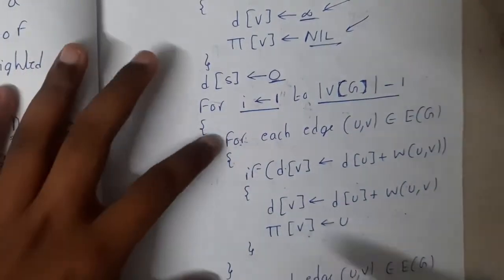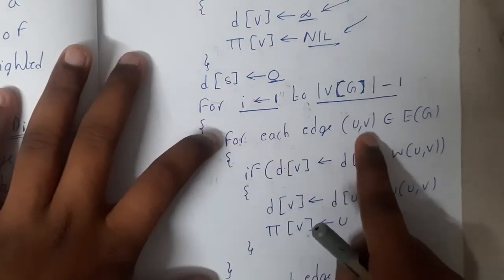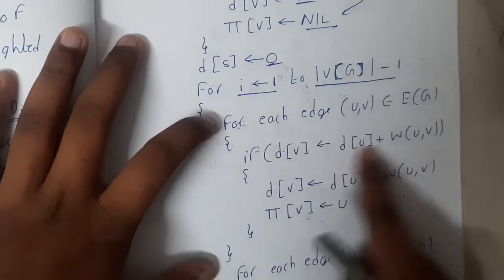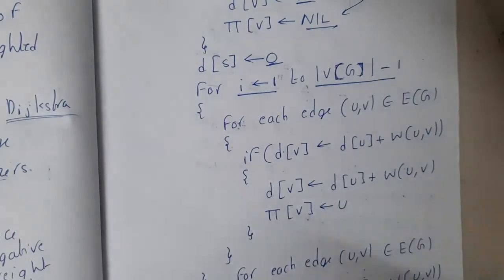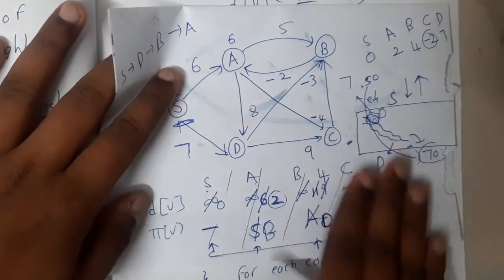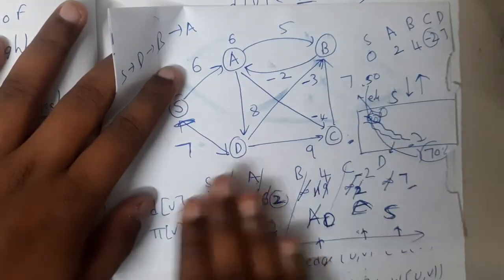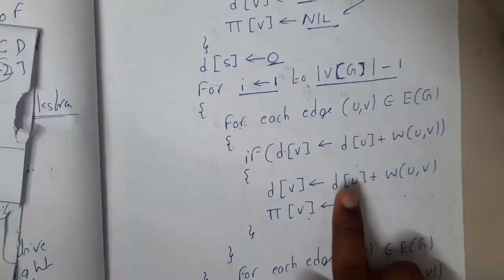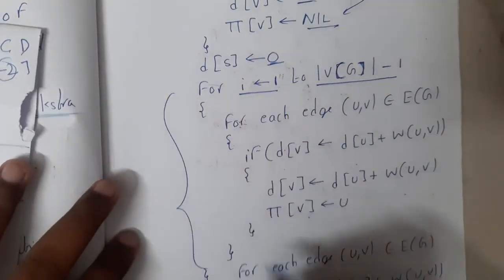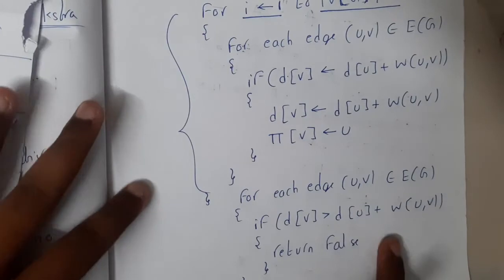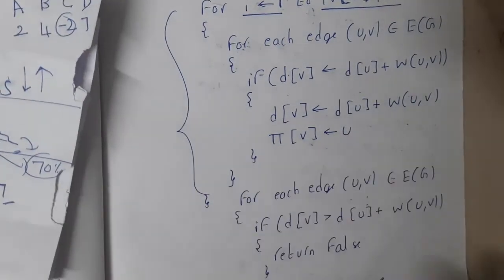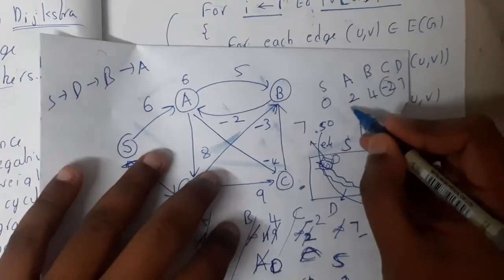For each edge (u, v) belonging to G, you compare the edges and fill the table, guys. If you recall, we filled the table by comparing, right? Which is minimum, which is minimum, which is minimum. That exact concept you will do here. Once the whole filling is done, you will start checking whether there is anything further. Basically, at the end you will end up with this result, right?